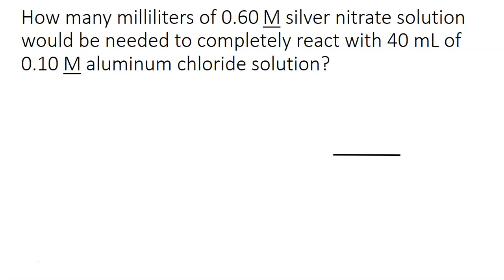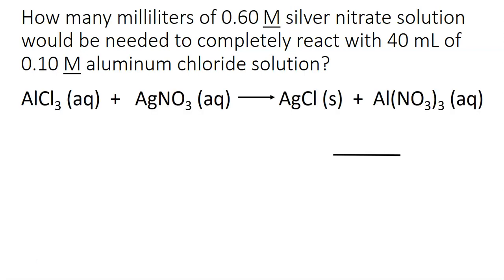How many milliliters, sorry about the random line, that's going to be used later. How many milliliters of 0.6 molar silver nitrate solution would be needed to completely react with 40 milliliters of a 0.1 molar aluminum chloride solution? Well, again, we need a balanced equation. This time it's pretty easy.